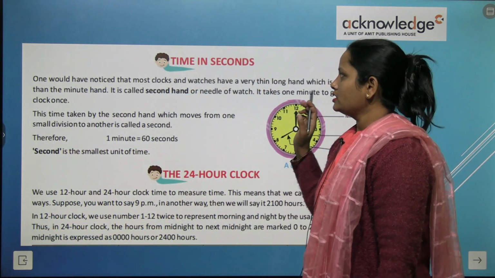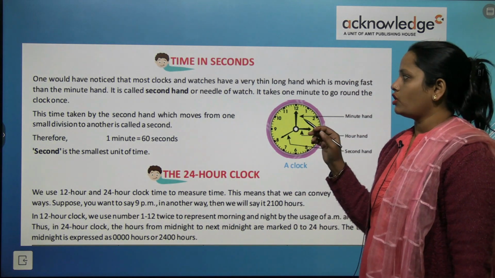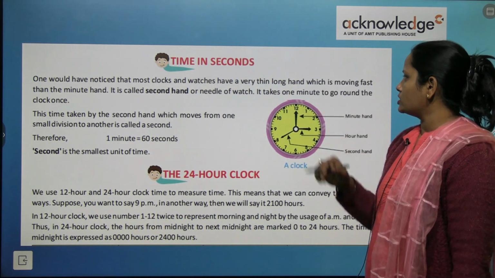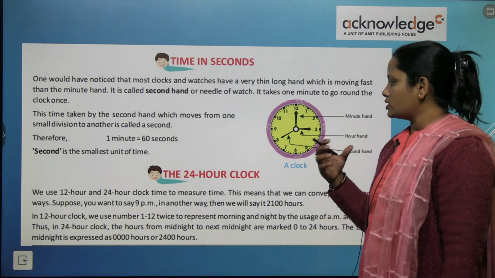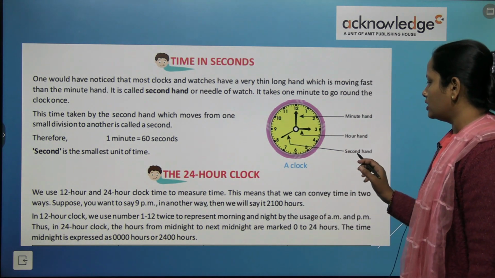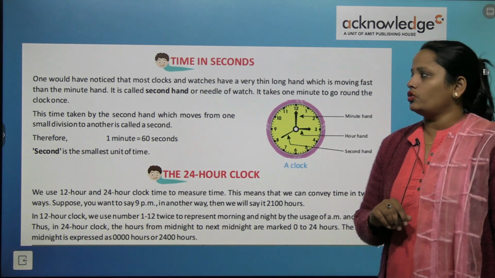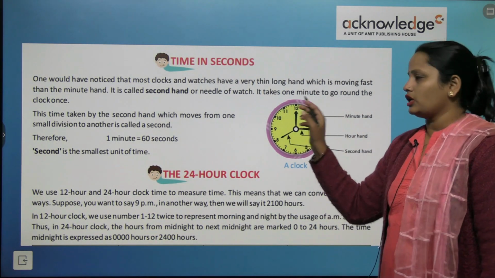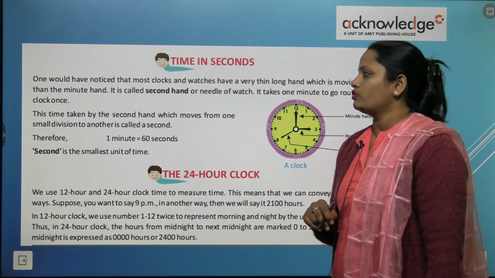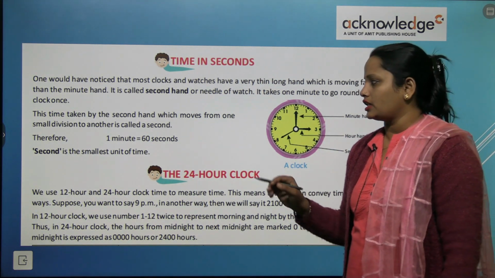Now time in seconds. One would have noticed that some clocks and watches have a very thin long hand which is moving fast. So कुछ clocks ऐसे होते हैं जिसमें बहुत ही thin long hand होता है जो बहुत तेजी से घूमता है. This is called the second hand. And it takes 1 minute to go around the clock. इसे बस 1 मिनट लगता है पूरे clock में घूमने में. This time taken by the second hand which moves from one small division to another is called second. और इसे ही हम second कहते हैं.